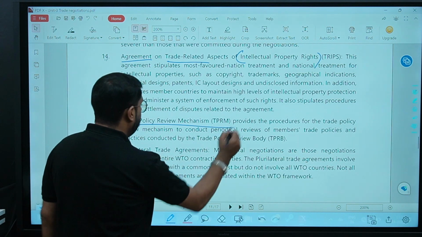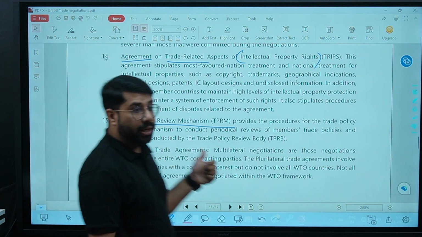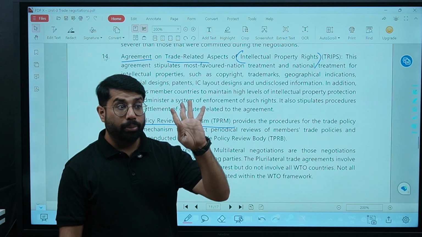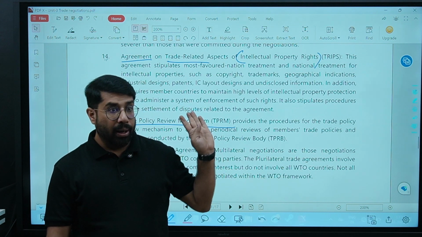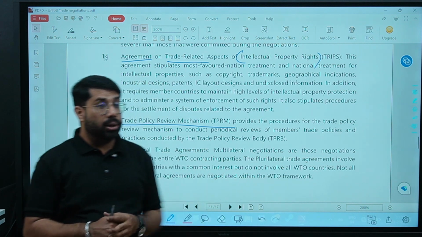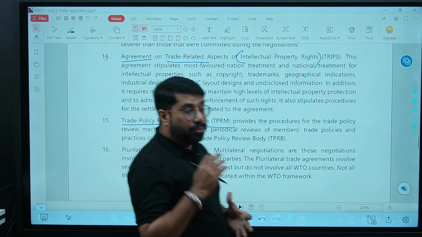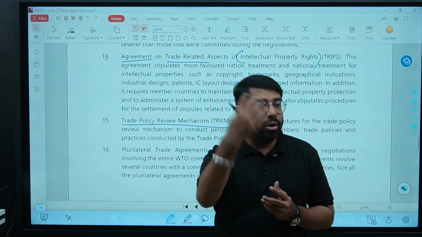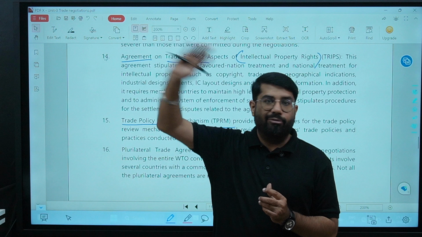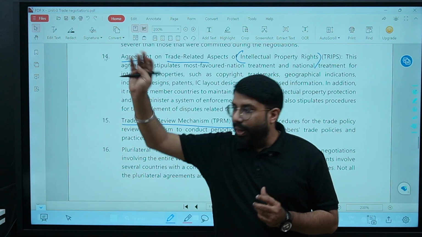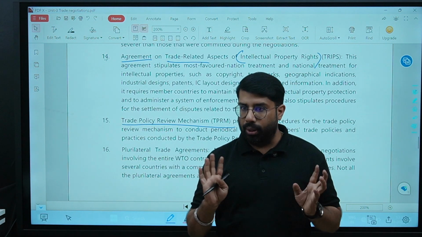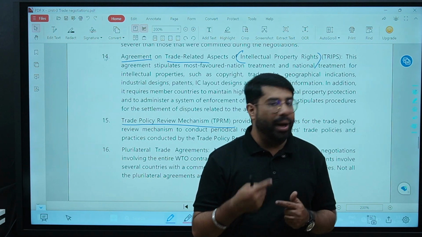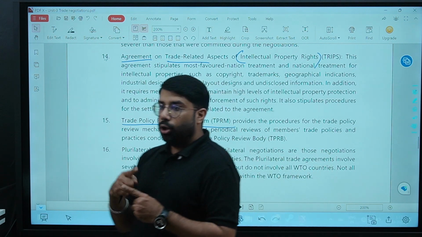The 15th point is TPRM, the Trade Policy Review Mechanism. This is very important. You remember I told you that WTO keeps on meeting in ministerial conferences. The 4th ministerial conference, the Doha round, we have also studied. So what did we understand? I told you that almost every year WTO members meet each other to review their policies, whatever policies they have made for trading goods and services, whether those policies are okay for today's time or not. If any change has to be made or anything new has to be done, they will meet and make the changes.